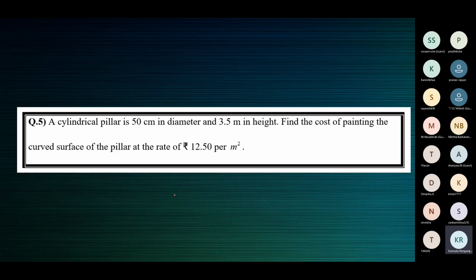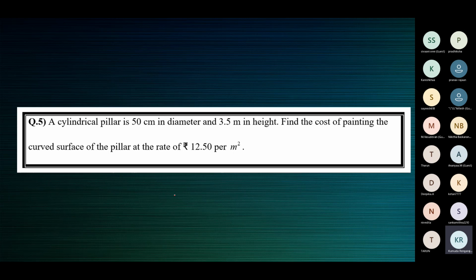A cylindrical pillar is 50 centimeters in diameter. So the radius is 25 centimeters, and 3.5 meters in height. So the height is 3.5 meters or 3.5 into 100, 350 centimeters. 350 centimeters because we have the radius in centimeter, right? So you can also say 350 centimeter.